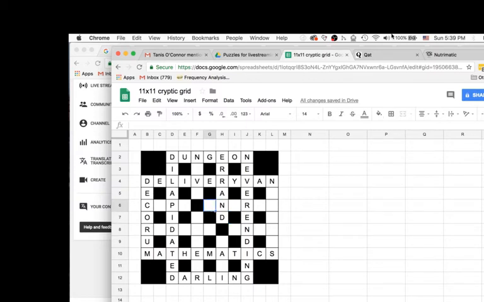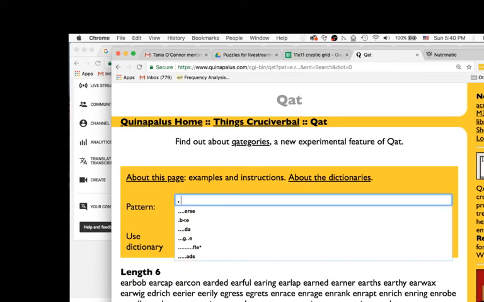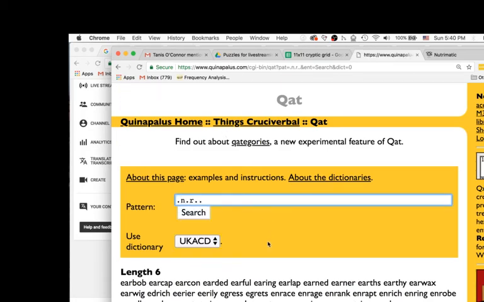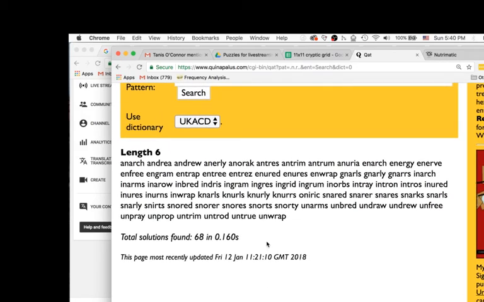All right, so now we have N R something. It could be like snored or snared or snares or snores. Do we have anything that's not a D or an S there? Errand is nice because it has some possibilities.